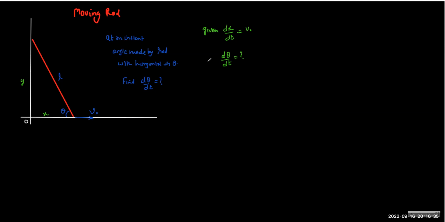Cos theta equals x by L. Very good. So you know what to do next, right? If you know the relation, then you know everything actually. So try it out.